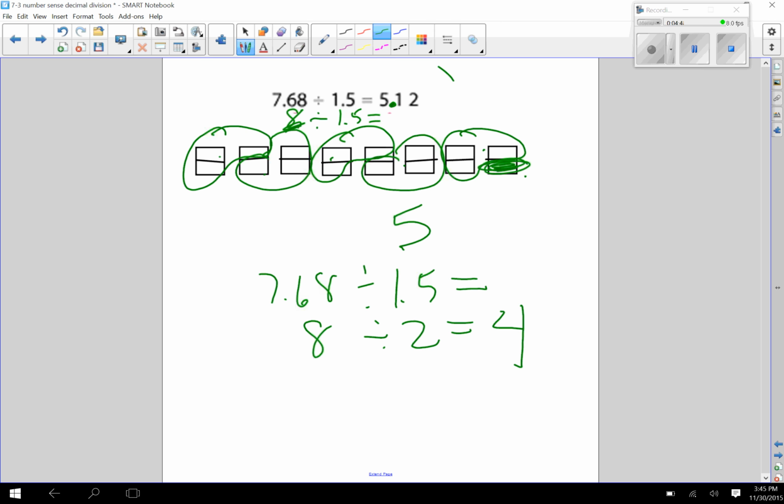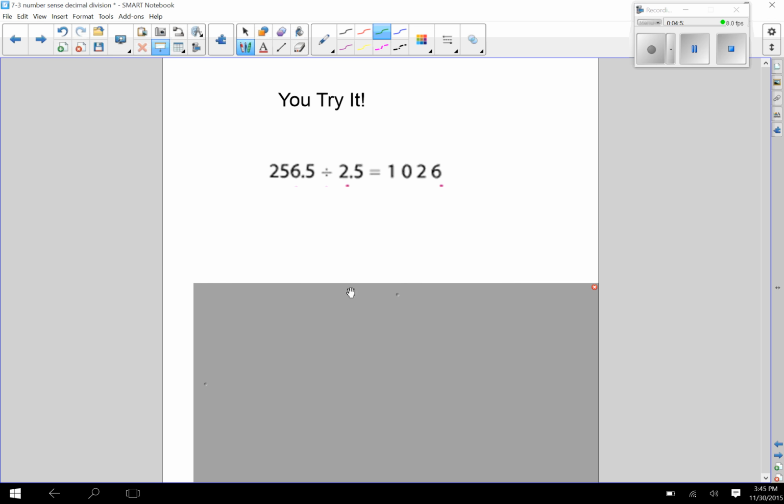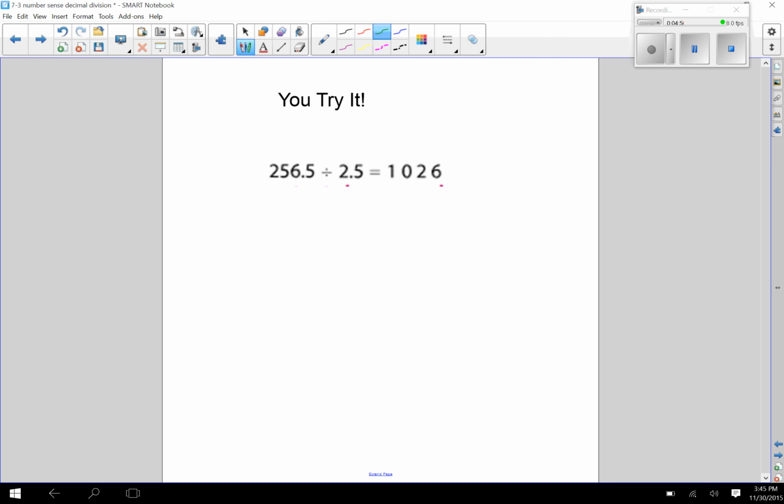Because our next problem, my you try it, you'll notice we're not drawing pictures of it. It's 256 divided by 2 and 5/10. Where am I going to put that decimal place? Here, here, here, here, or even smaller. Okay, I want you to try this.